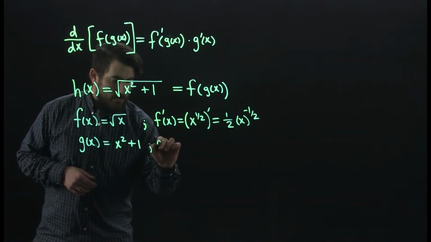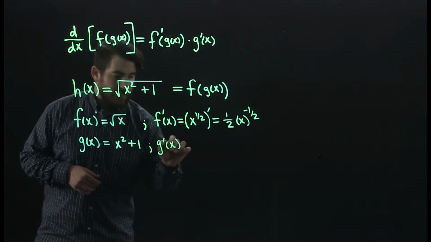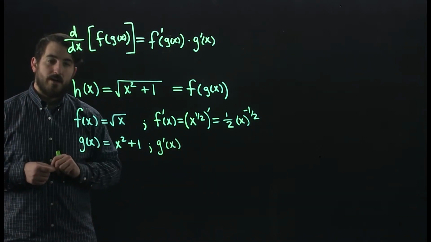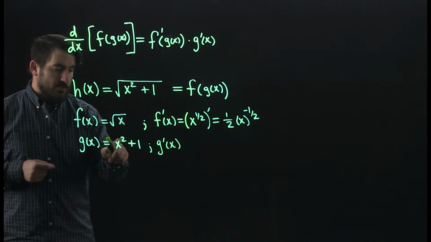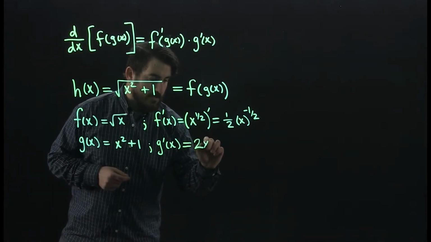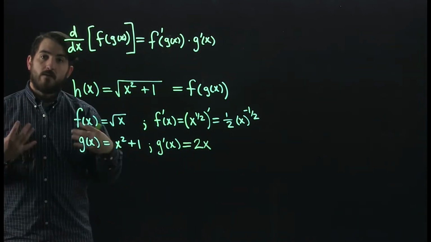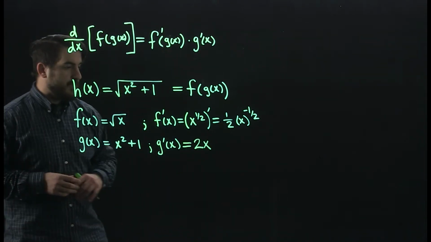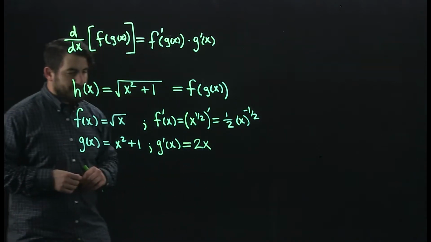For g of x, or g prime of x, we would just take the derivative of x squared plus 1, which is the power rule, 2 to the front, subtract 1. So that's going to be 2x. And then the derivative of 1, which is a constant, is 0. So we have these two derivatives.